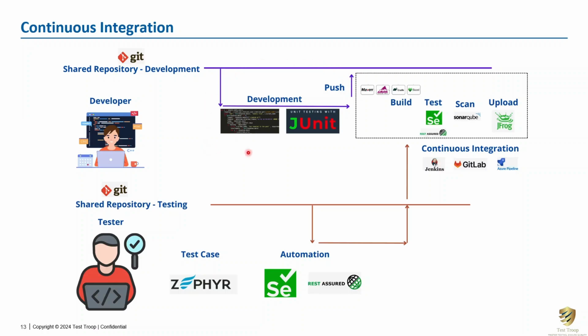This entire process of integrating the developed code back into the shared repository, which includes compiling the code, testing the code, scanning for vulnerabilities and building the application package, is called continuous integration. To achieve this, we use several tools like Jenkins, GitLab or Azure Pipelines.